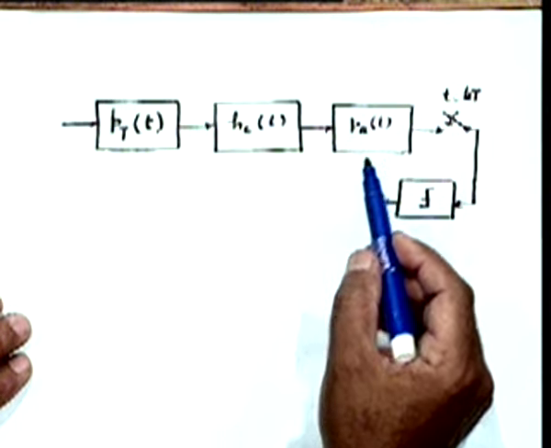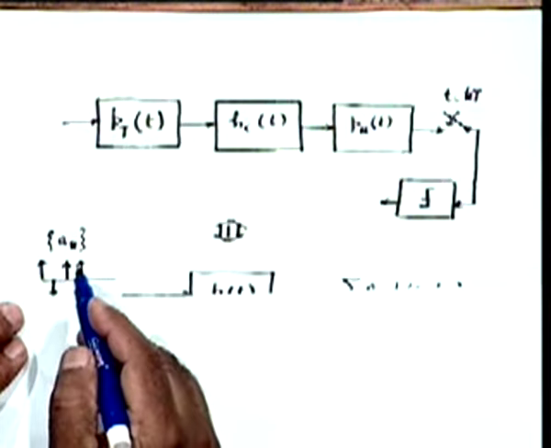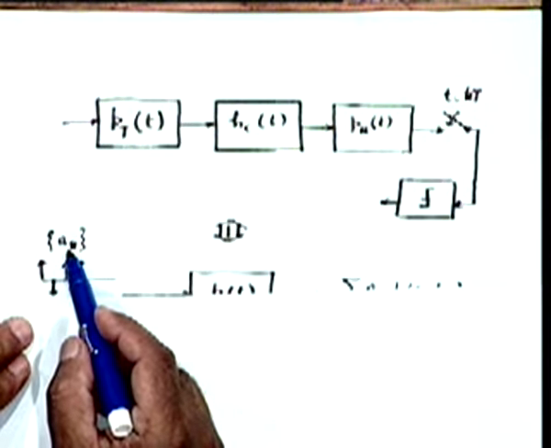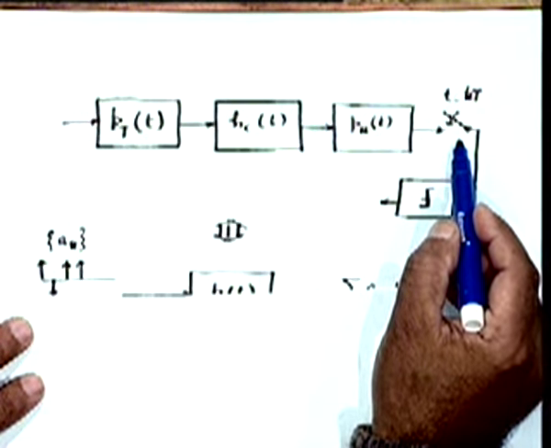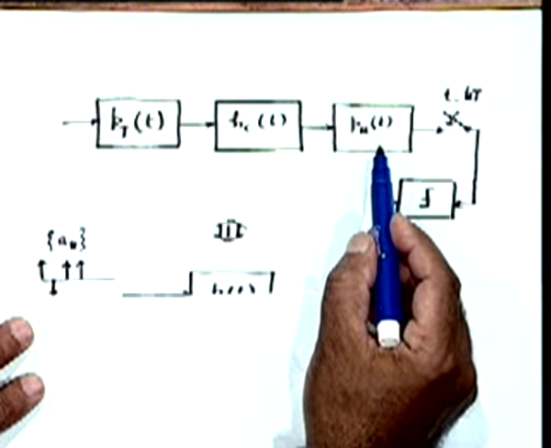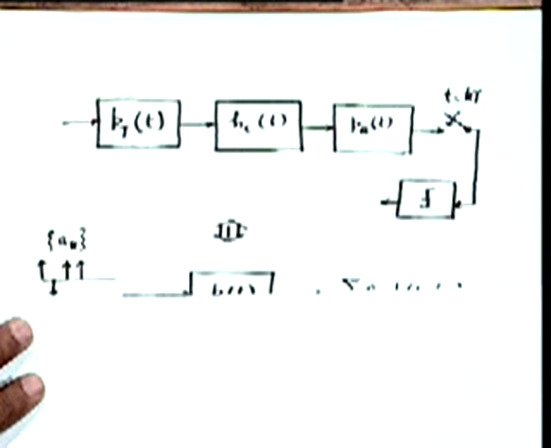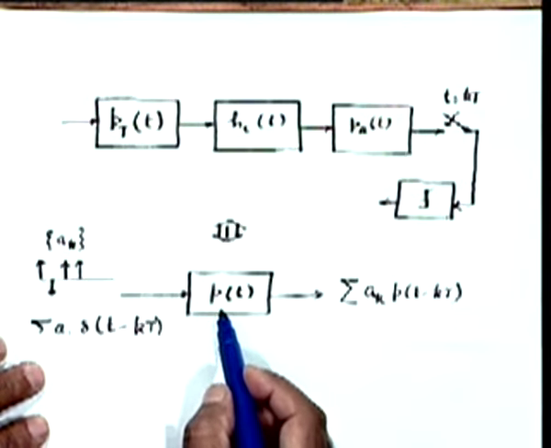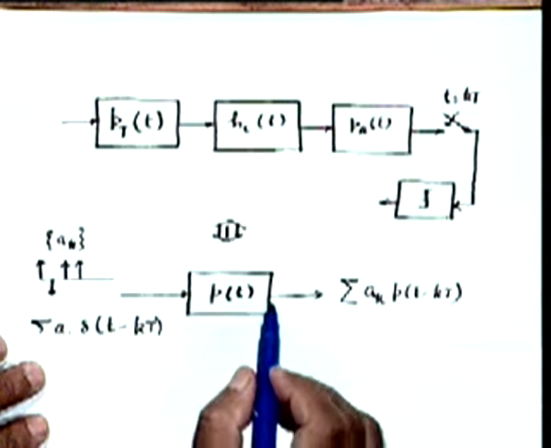So from the moment that you have these impulses coming in, which carry the data for you, to the point at which final decisions are taken, you have 3 filters coming into the picture, which you can club together into a single filter, which I'll call the pulse shape here, P(t).